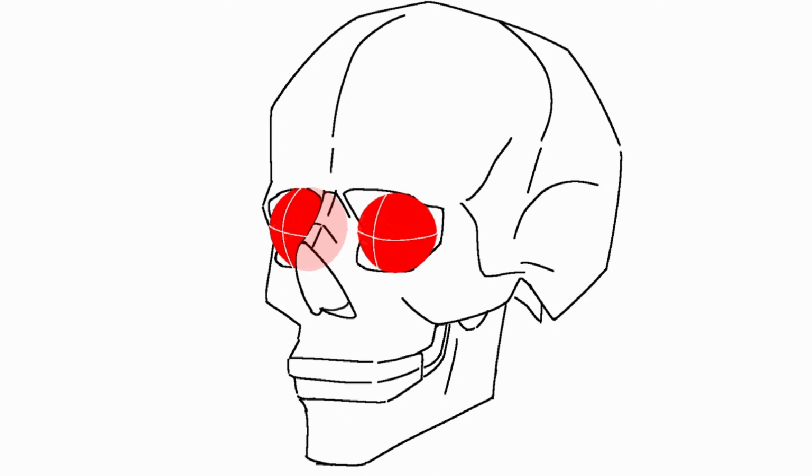Looking at the skull from this perspective can help you understand how the eyeballs are placed within the eye sockets and how the surrounding structure affects the shape of the eye.